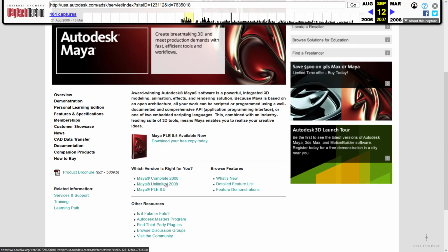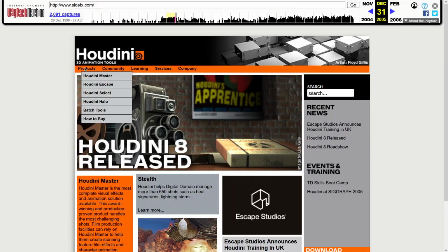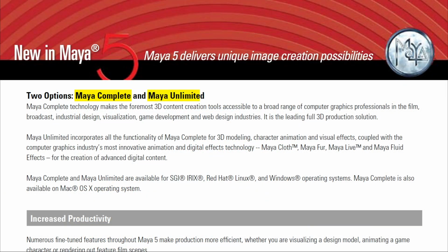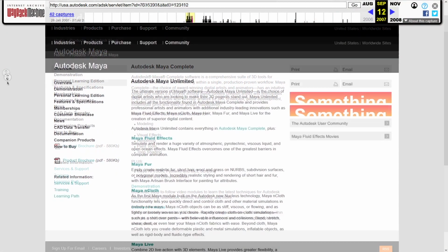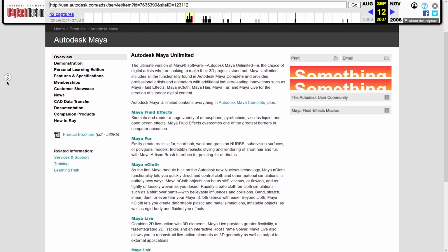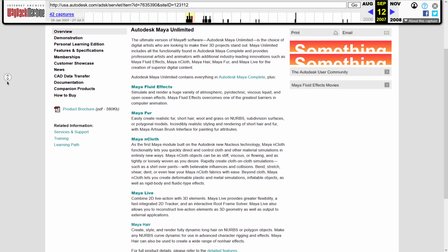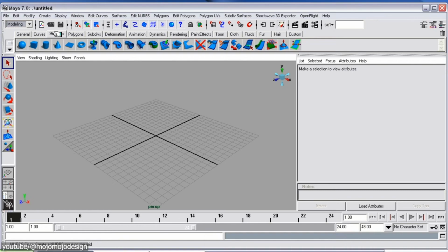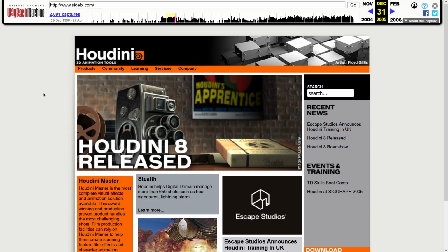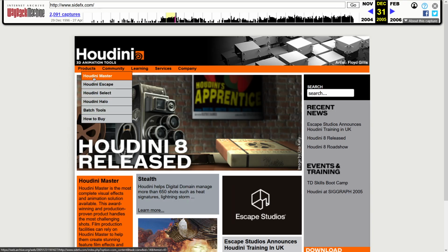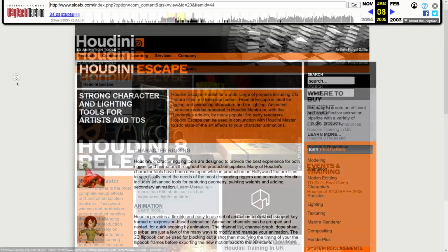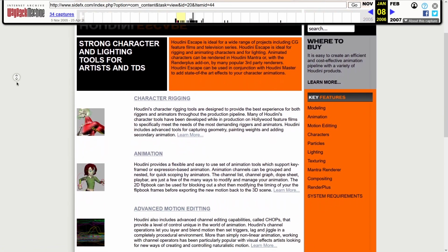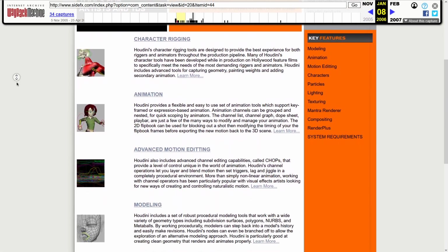Over the years, we have seen many companies offering different versions of the same software with different features. For example, Maya was split into Maya Complete and Maya Unlimited in the early 2000s, with Unlimited offering advanced features like fluid simulation and hair systems, which the other version called Complete didn't have. In the same vein, Houdini offered Houdini Master and Houdini Escape, where Escape was a cheaper version with many high-end simulation tools that were disabled.